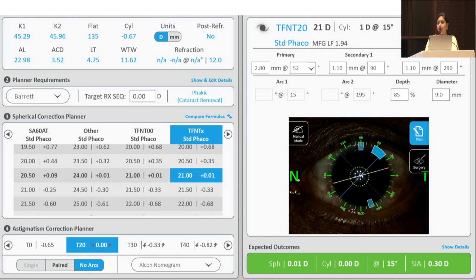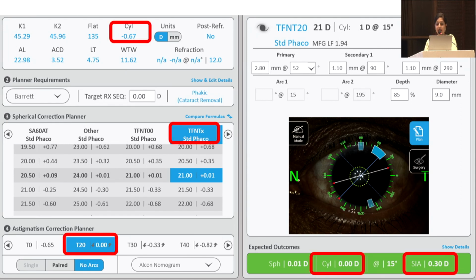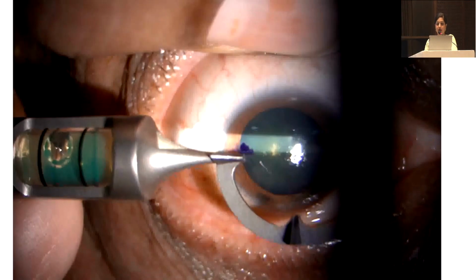So what you need to do is basically go into your Barrett toric calculator, or if you have access to a Varion, put in this data and explain to the patient, and you yourself can know whether you want to go in for a toric or a non-toric option. So these are the various ways that you can actually go ahead and do.